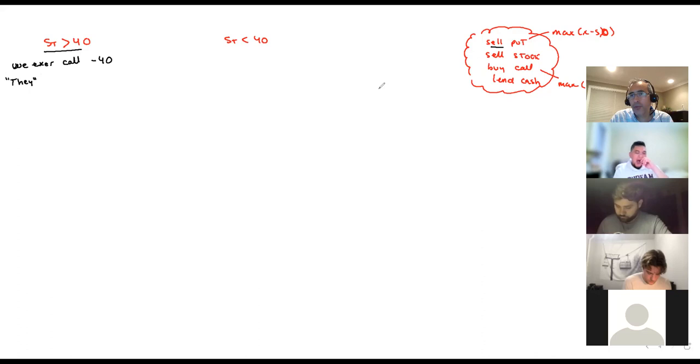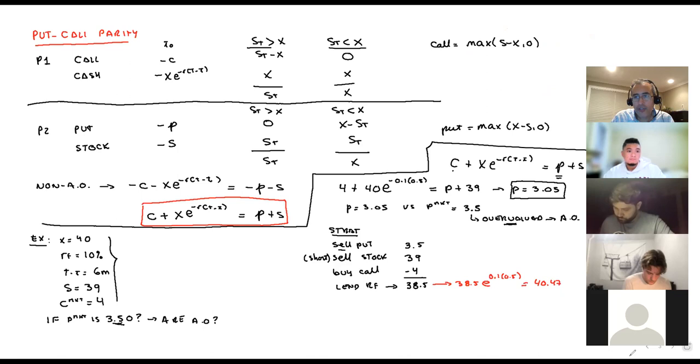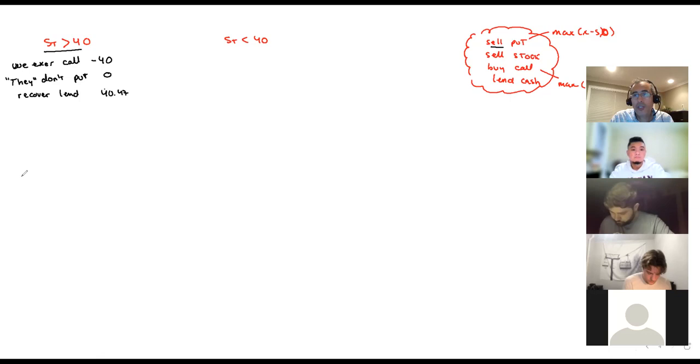They don't exercise the put, so a zero here. And then I recover the money. And I get my 40, what was my money? My money recovered was 40.47. Agree with me, guys? So what is the net? I end up having 47 cents, which is greater than zero.